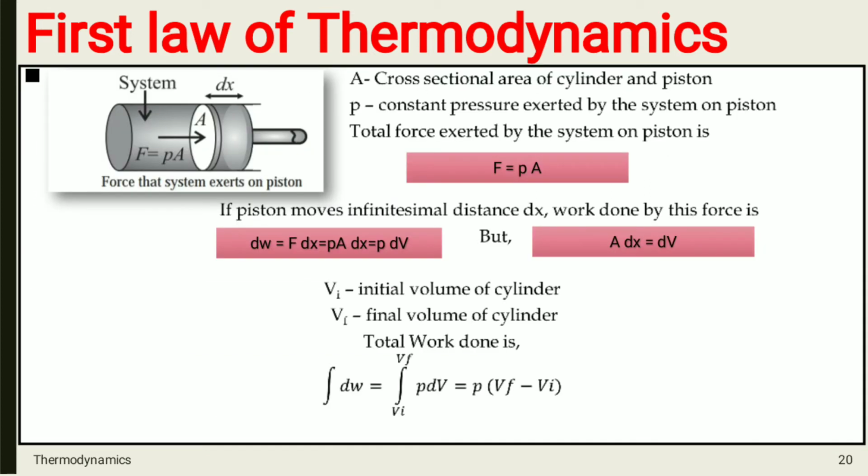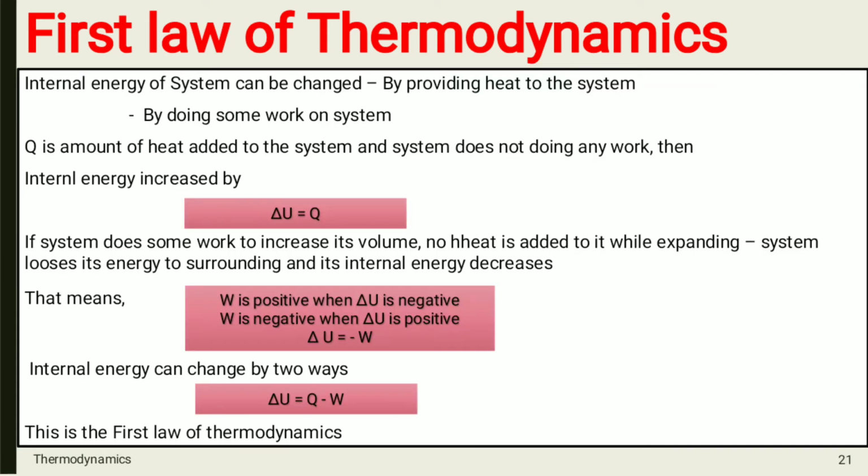Now see in this figure, here if you are providing energy to this system, and the energy or heat which we are providing is only used to increase the temperature of the gas, not for doing work on the piston. So what will happen? The change in the internal energy of the system is equal to the amount of heat added or provided to the system.